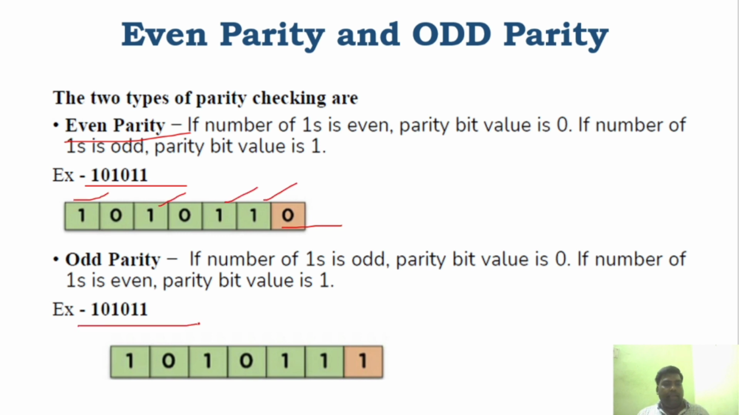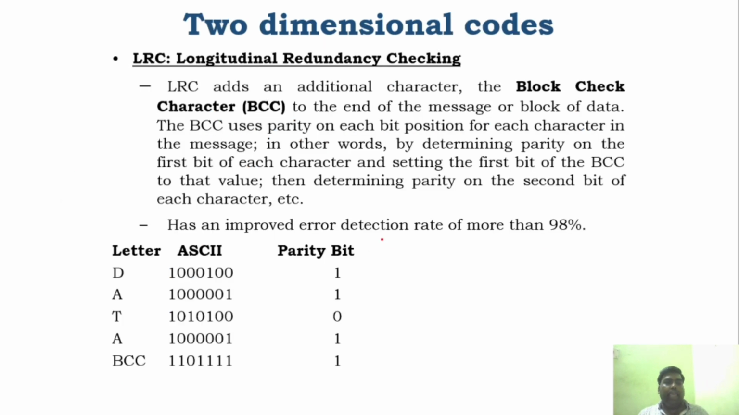And for odd parity, it is already 4 ones, so the parity bit will be 1, right? So this is how it works, okay? And this parity is also an error detecting code, okay? And like that you have a lot of error detection codes, right? Simply, redundancy bits are nothing but bits carrying the same information. By adding redundancy bits we are able to detect errors, right?